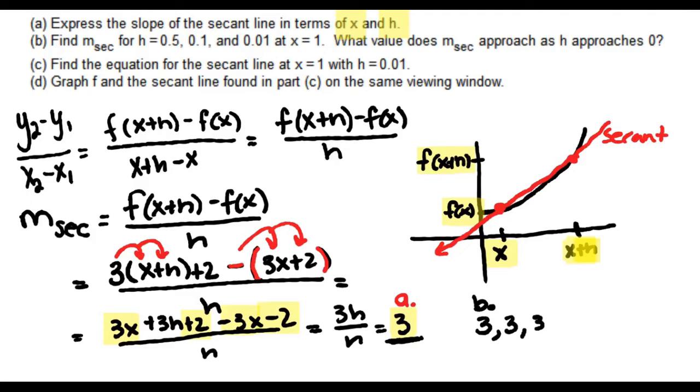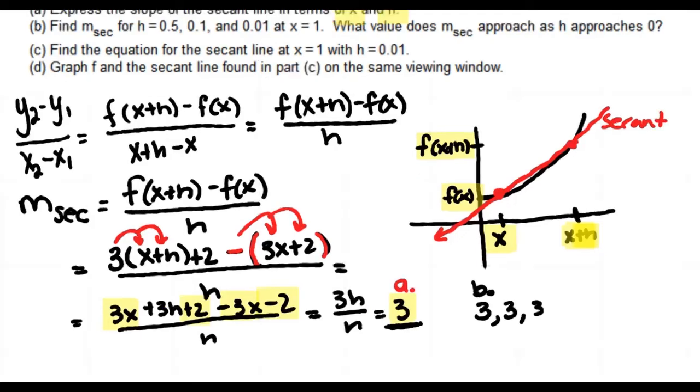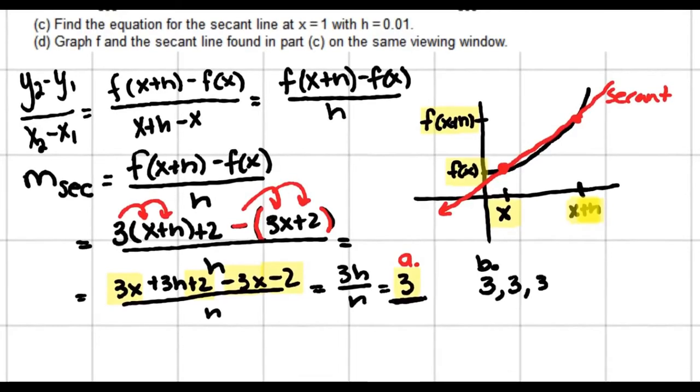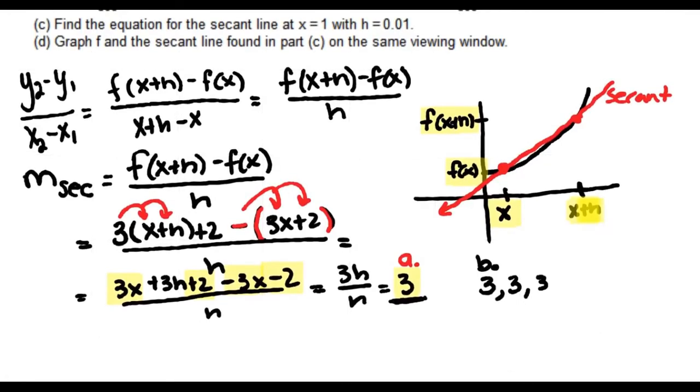In part C, we want to find the equation of the secant line. And to find the equation of the secant line, you need the slope and a point on the line. Now we've already found the slope. That slope is 3. This is the slope of the secant line. And we have x equals 1. We need to have the y value at that point.